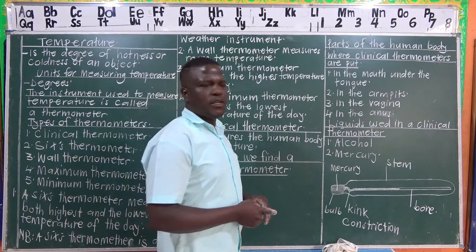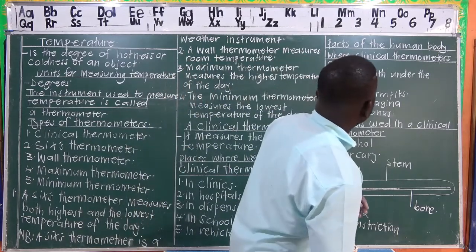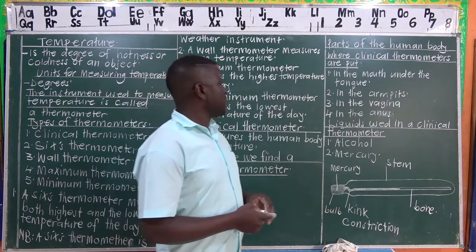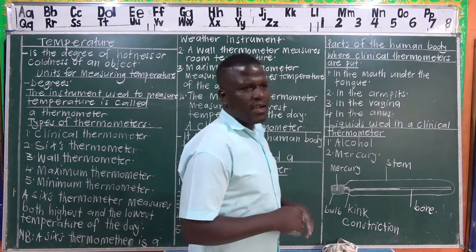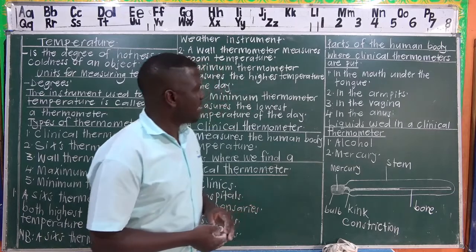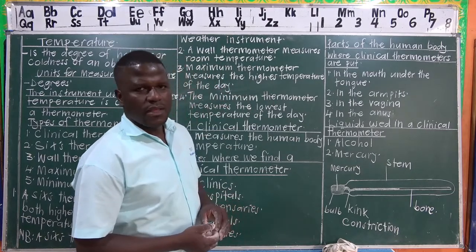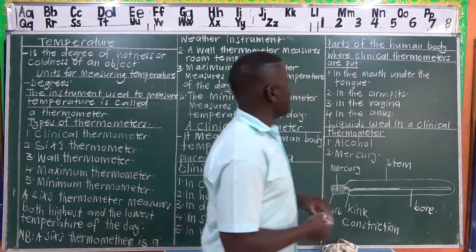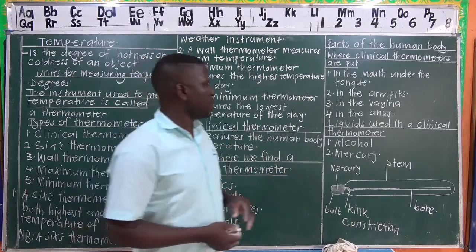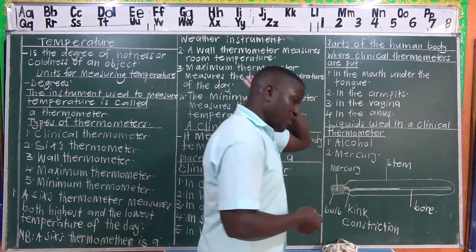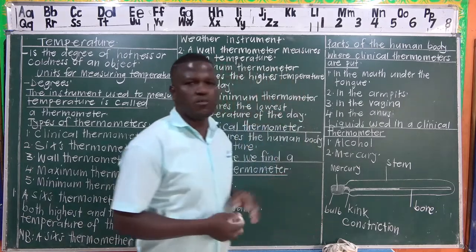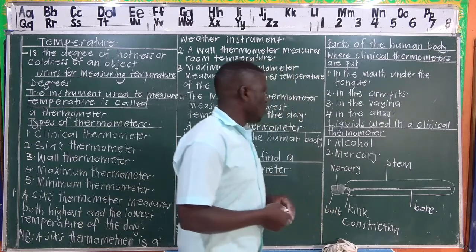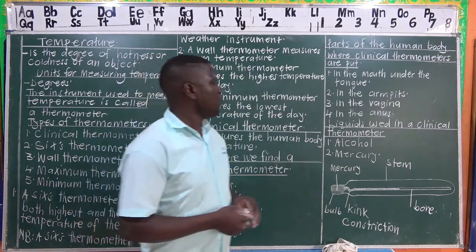Then we have parts of the human body where clinical thermometers are put when measuring the human body temperature. We have places like the mouth under the tongue. Then we have in the armpits. Clinical thermometer can be put in the armpits. It can also be put in the vagina, especially children, babies. In babies, they can put clinical thermometers in their vagina, especially when they want to measure their body temperature. Then also it can be put in the anus. Also that one applies majorly to babies.